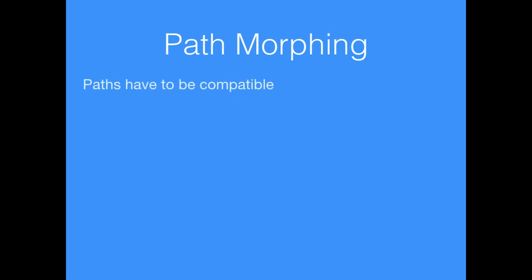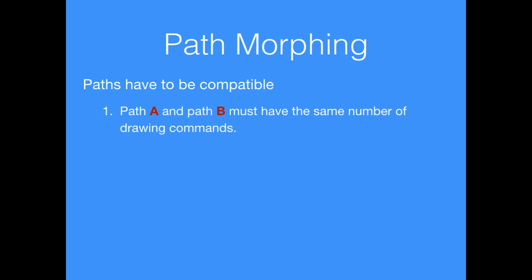The next set of animations I want to show is path morphing. And this is the coolest and most powerful animation that you can do with animated vector drawables, but it's also one of the hardest ones to implement. And that's because paths have to be compatible. And what does it mean for paths to be compatible?